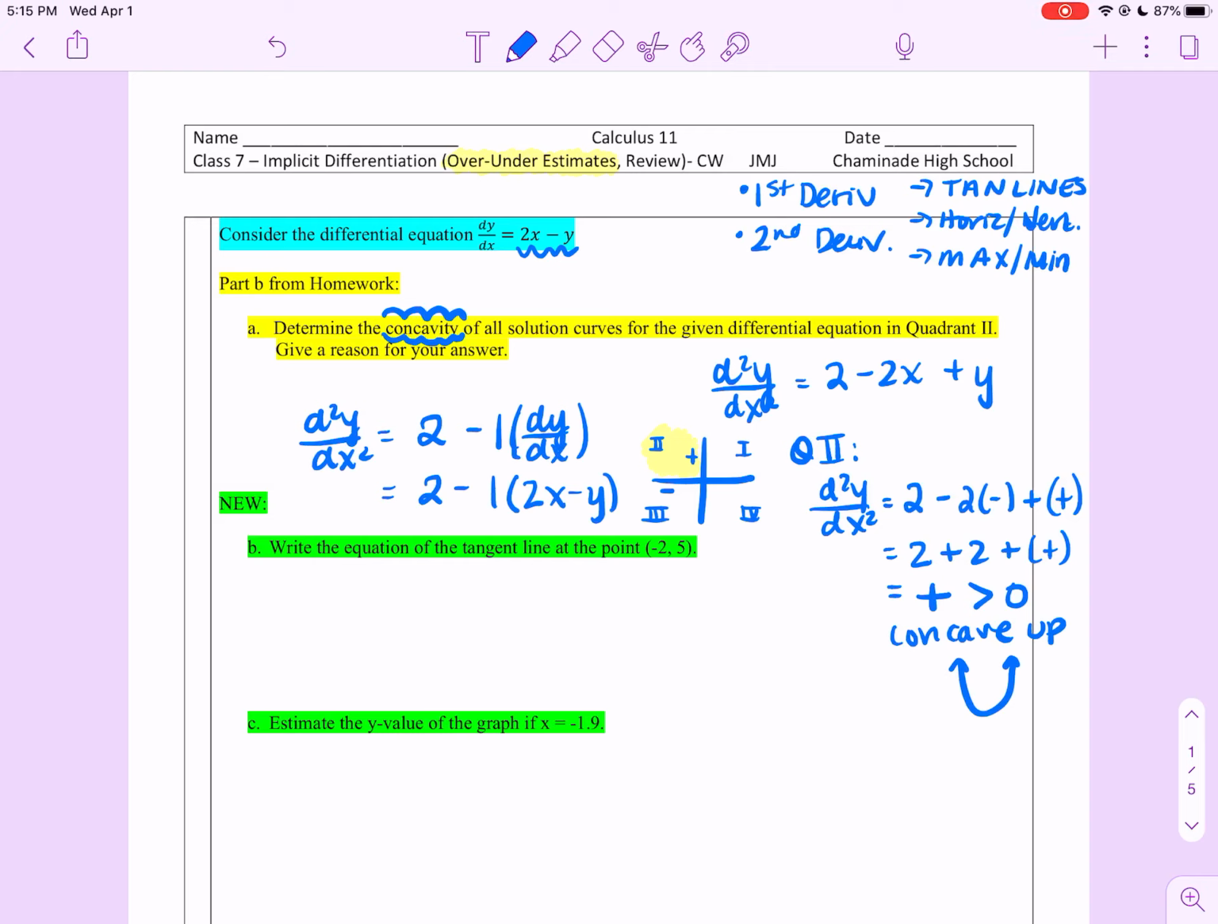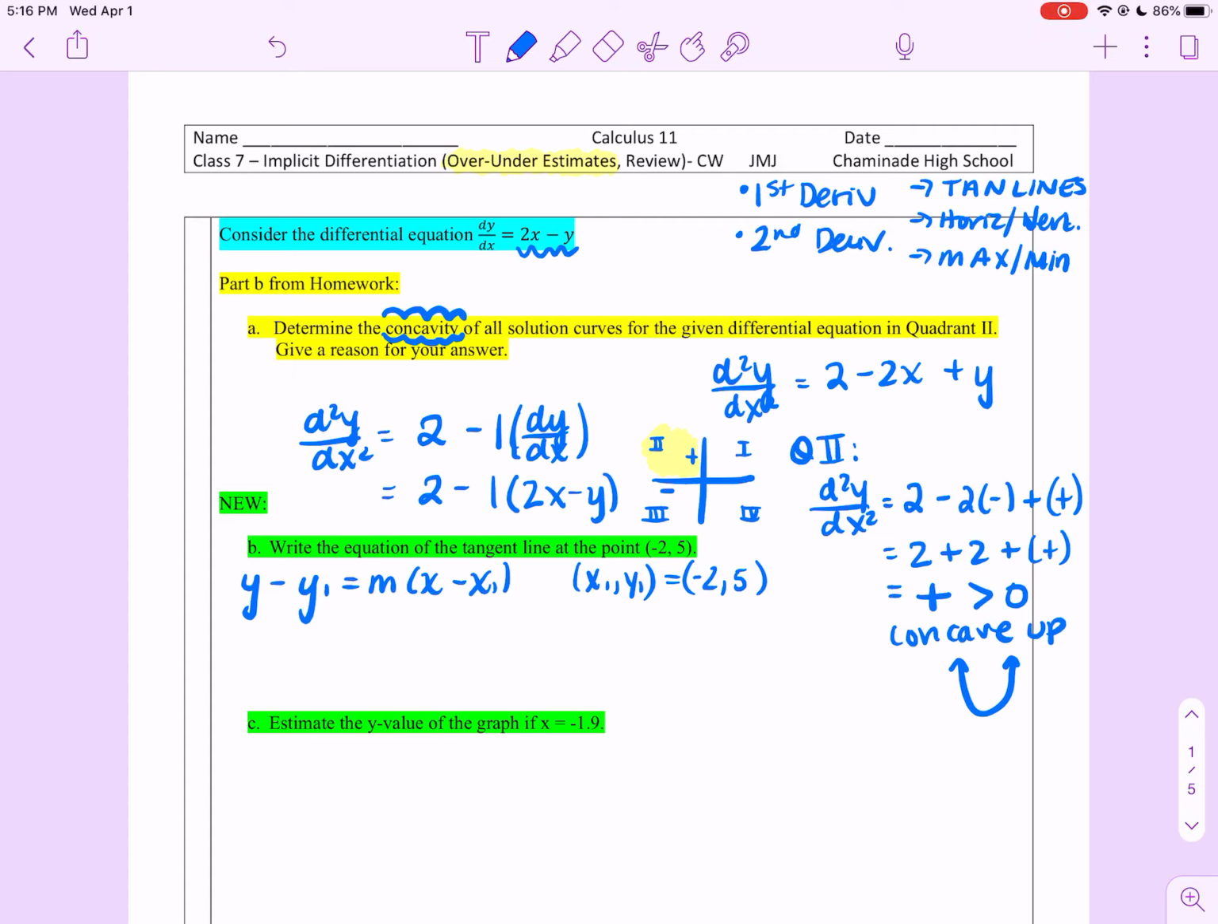Since you have the derivative, now we're going to move into the next part about writing the equation of a tangent line. We've actually already seen this in class 5 and saw it again in class number 6. If you want to write the equation of a tangent line, the equation comes in the form of y minus y1 equals m times x minus x1. Just use your point slope form. Note we already have our point, our x1 and our y1. That coordinate that we're using is (-2, 5). The only thing we need here is our slope.